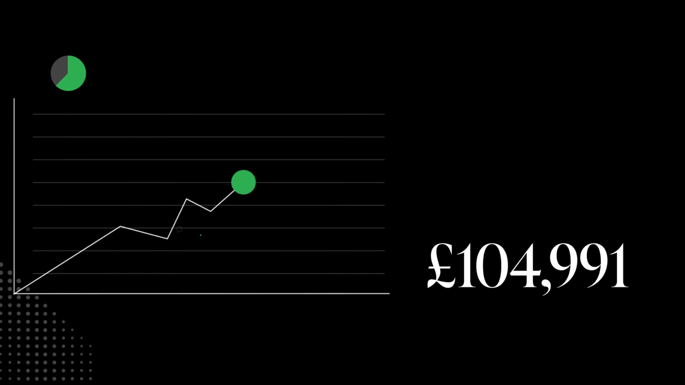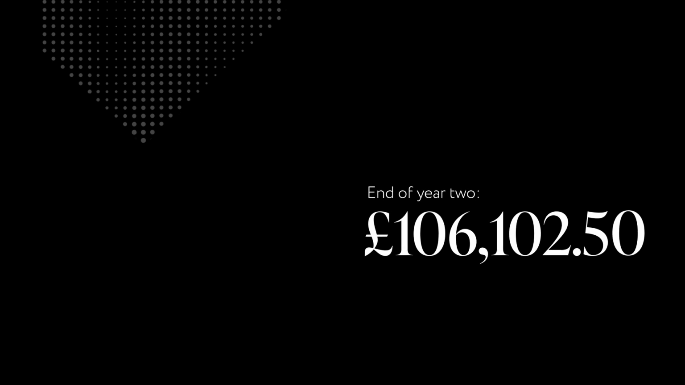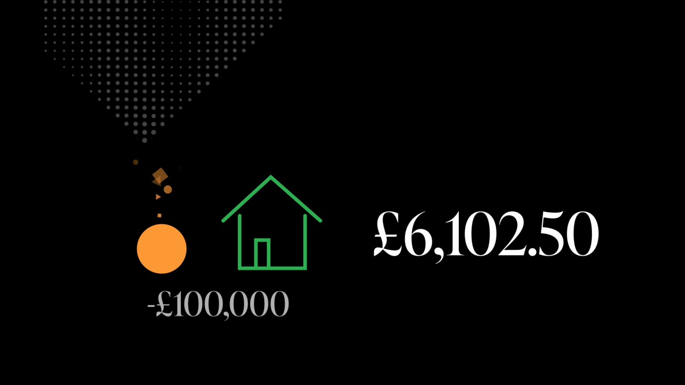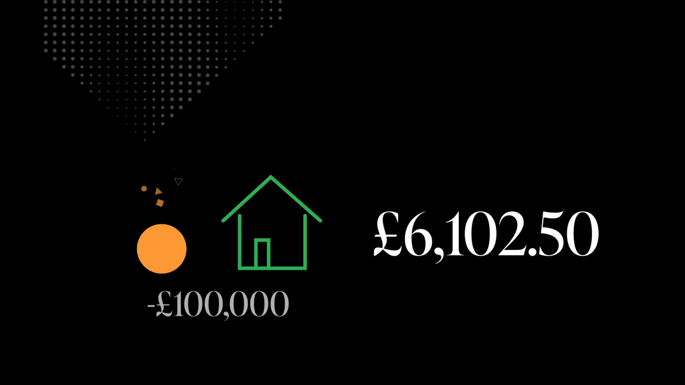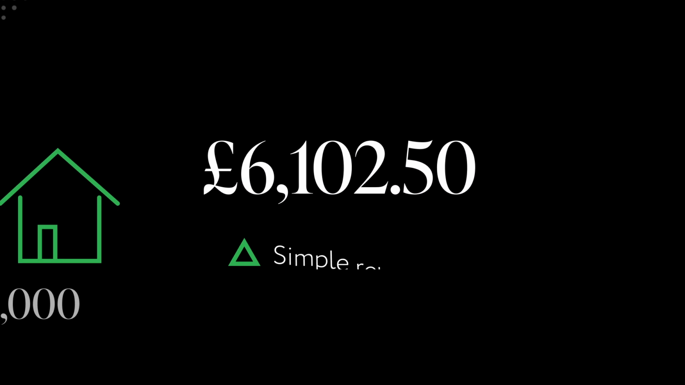Again, despite a few ups and downs, she finds that at the end of the year, her account has risen by £5,052.50, which is 5% more than she had at the start. So at the end of the second year, Layla's account contains £106,102.50. Now Layla decides to buy a flat, so she withdraws £100,000 to use as the deposit. Congratulations, Layla. That means her account now contains £6,102.50. So what's the simple return on Layla's account?